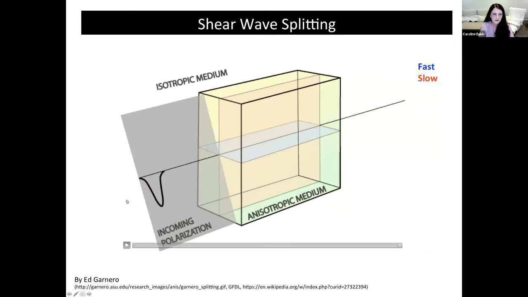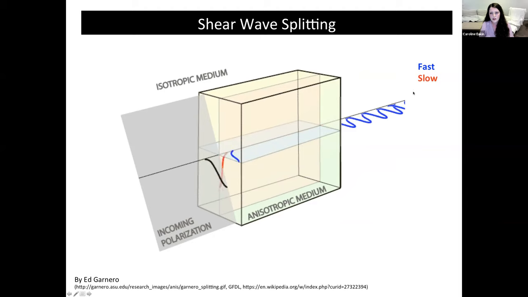One other way to detect seismic anisotropy, probably one of the most popular and most direct methods, is to use something called shear wave splitting. This is typically using body waves. You have an incoming shear wave with a certain polarization. And when it enters a region of anisotropy, like the upper mantle, it becomes polarized into two components, the fast direction and the slow direction. This is a bit like optical birefringence in crystals, if you're more familiar with that.